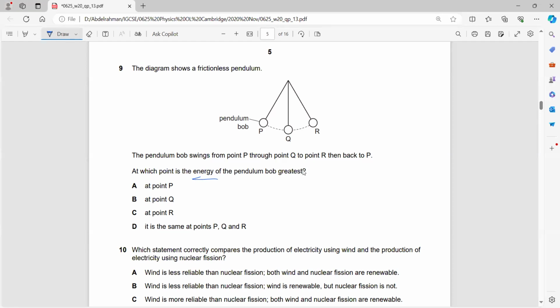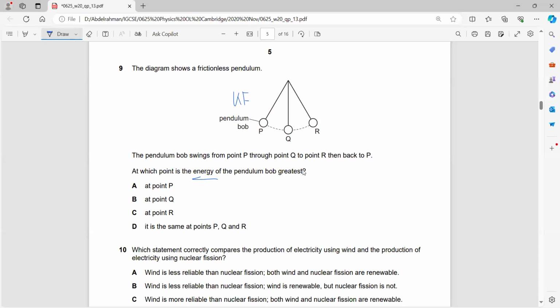When I say the energy of the pendulum and I do not specify what type of energy, then I mean the total energy of the pendulum. The total energy would be equal to the kinetic energy plus the gravitational potential energy. At any point in this pendulum, P, Q, and R, the total energy, the kinetic energy plus the gravitational potential energy, would be equal.